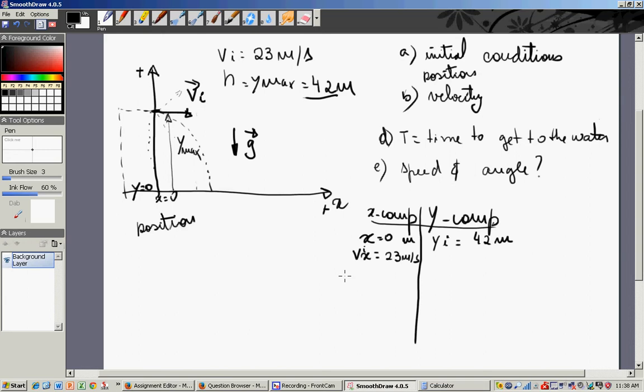How about velocity? Well, the initial velocity in x is 23 meters per second. Because the initial velocity vector itself is in the horizontal direction, and will be kept constant all the way. So at any given position, x is equal to 23 times time.